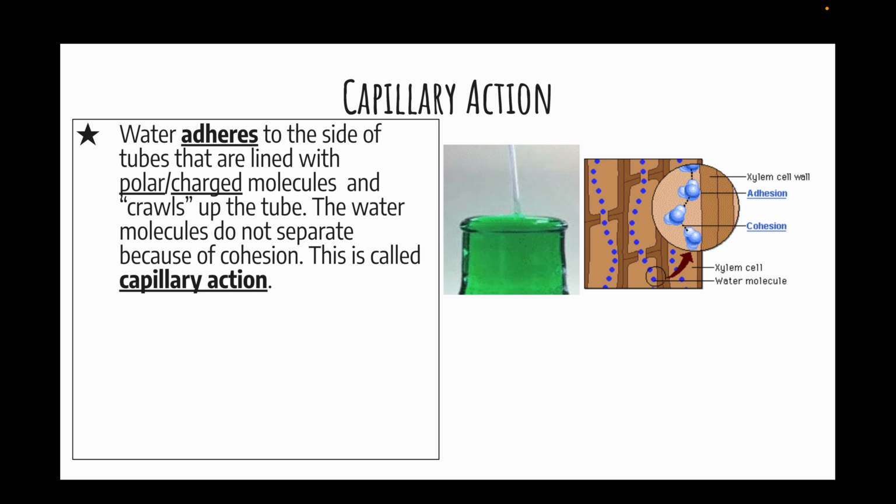So let's break this down based on cohesion and adhesion. Remember, cohesion is when water molecules can hydrogen bond with other water molecules, and adhesion is when water molecules can hydrogen bond with polar or charged molecules, which in this case is the xylem cell wall. Because they're hydrogen bonding, water is sticking together, and because of the adhesion, it's able to go all the way up. So remember that capillary action is due to adhesion and cohesion.